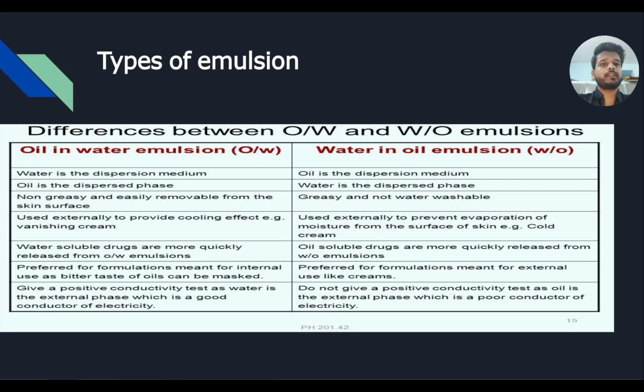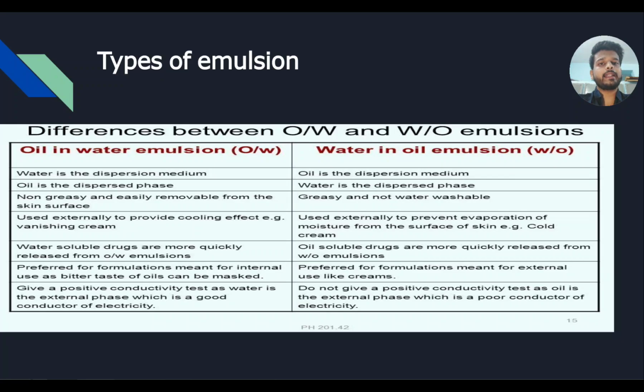So, types of emulsion. Here we have to differentiate between oil in water emulsion and water in oil emulsion. The first point: in oil in water emulsion, water is the dispersion medium, whereas in water in oil emulsion, oil is the dispersion medium. This is the main difference we have to consider here. The second difference: in oil in water emulsion, oil is the dispersed phase, whereas in water in oil emulsion, water is the dispersed phase.